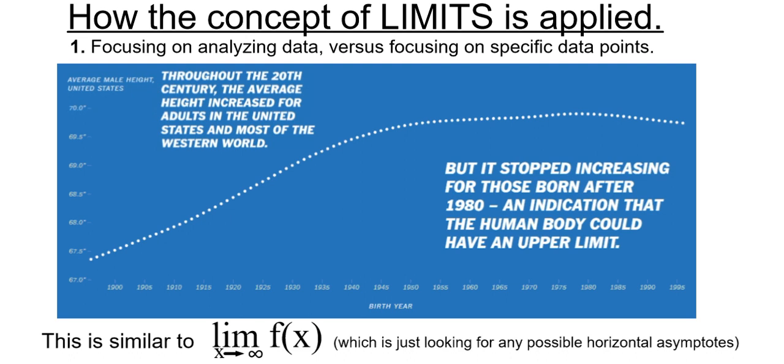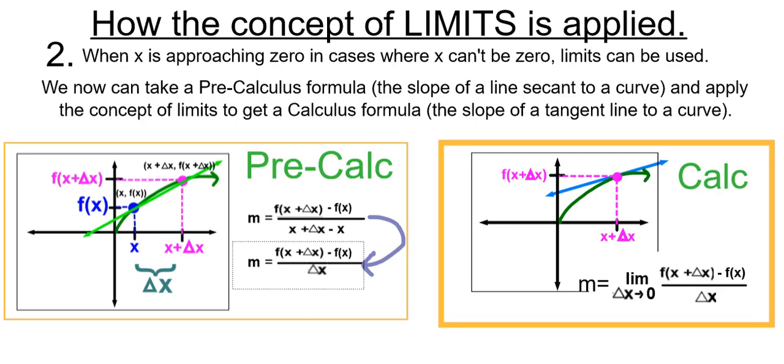And so this is similar to what we've done in calculus with looking at the limit of a function as x approaches infinity, just looking for possible horizontal asymptotes, like is there a limit? So we're used to this idea of limits. And there's another way that limits are applied. Instead of x approaching infinity, we could imagine x approaching 0 in cases where x isn't allowed to be 0, but x can certainly get super, super close. And so we'll go into this in a little bit more detail when we do derivatives.